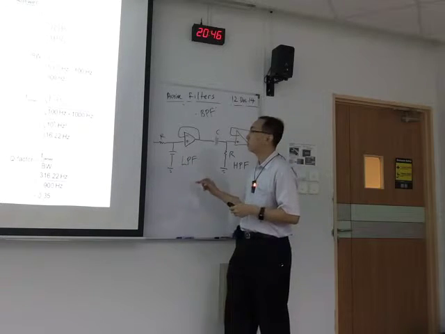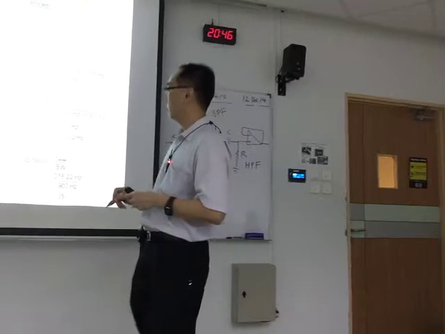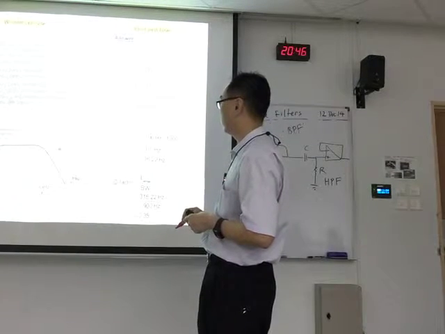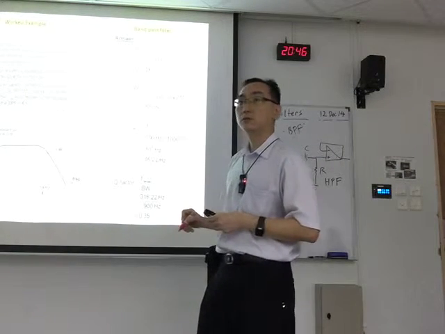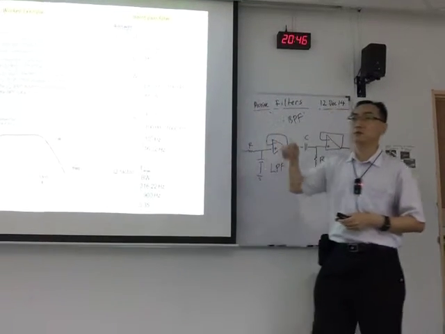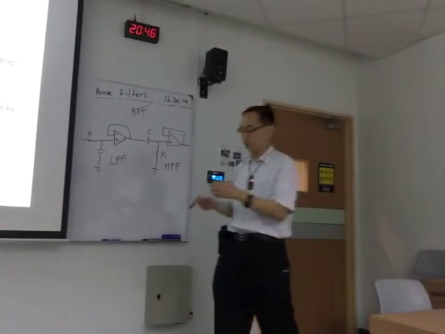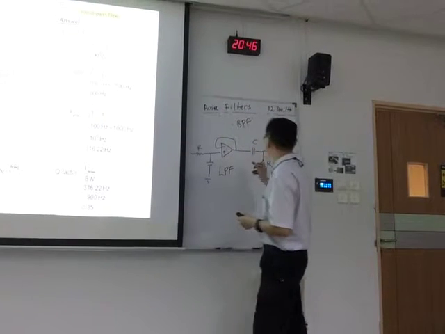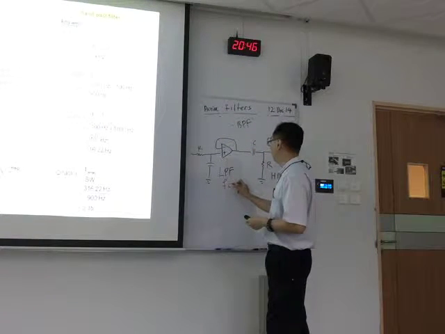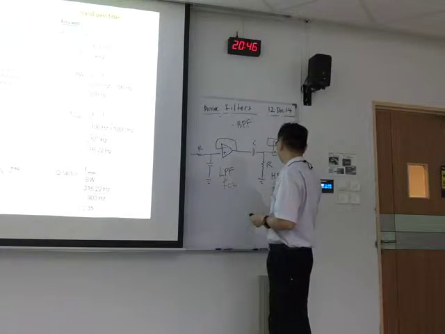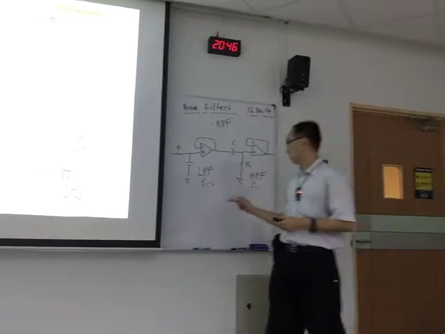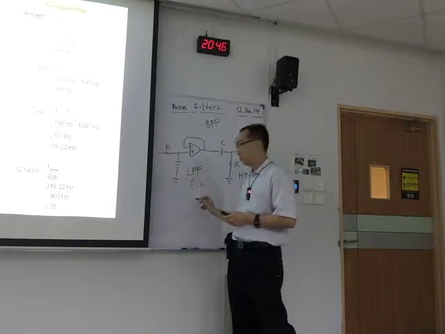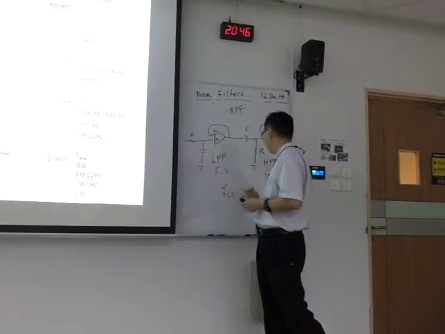Huh? Where? Which one? For example, just now the graph. Which one? This one, A. Low pass first, after go high pass. Yeah. So this is the FC2. Okay. FC2 greater than FC1.